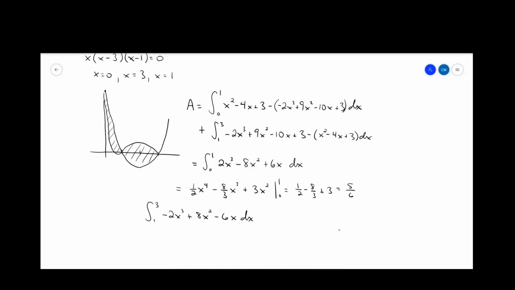We simplify that. And then we'll find the antiderivative, the same exact antiderivative, except the signs are going to be different. So we'll have minus 1/2 x to the fourth plus 8/3 x to the third, and then plus 6x. This time we're going to plug in 1 and 3. See what we get.